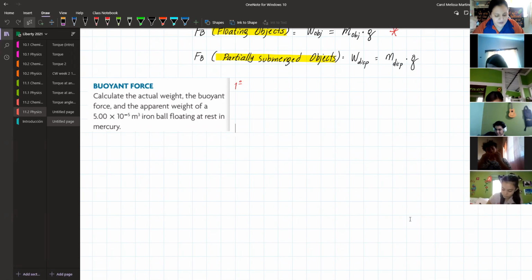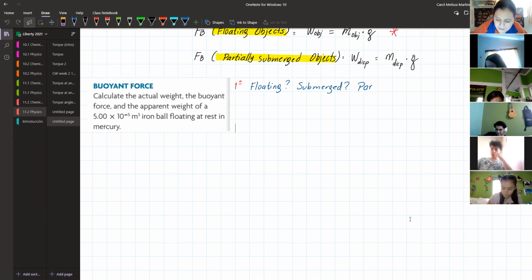How is the object? Is the object floating? Is the object submerged? Is the object partially submerged? How is the object for this exercise? Floating. It is floating, okay?